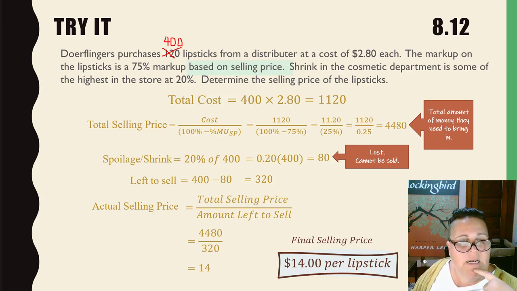The second thing that I did want to mention is that if they don't lose all 80 lipsticks, then every one of those 80 that they don't lose is just gravy. It's pure profit. So it's actually helpful to overestimate your spoilage. I mean, you don't want to overestimate it so you're pricing yourself out of an item, but you do want to be aware that overestimating your shrinkage or your spoilage means that anything that doesn't spoil is just pure gravy. It's just extra money in your pocket, right?